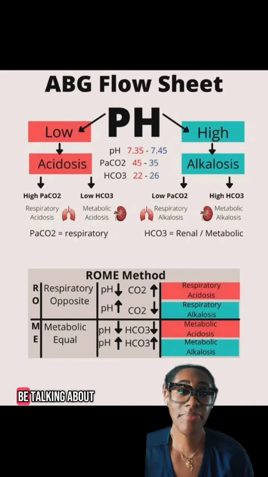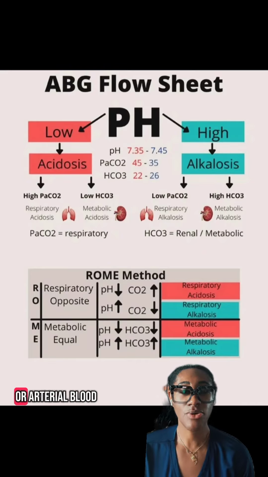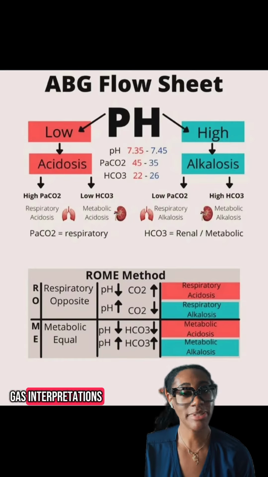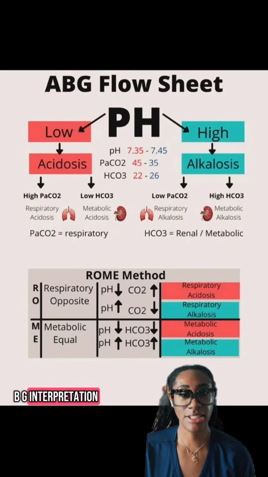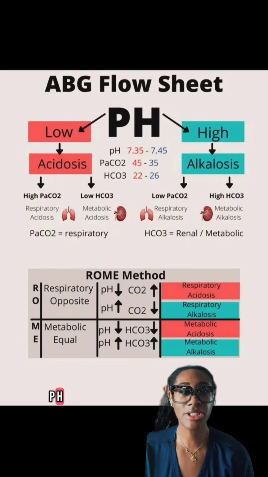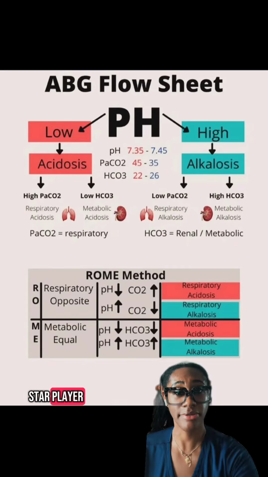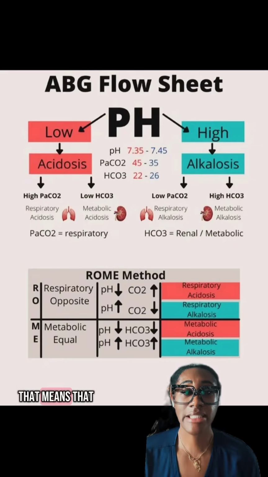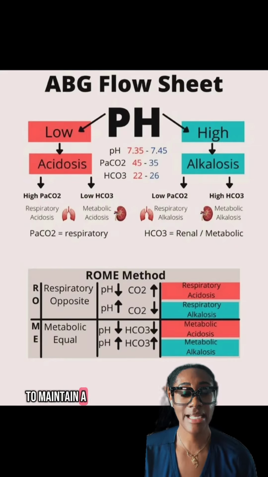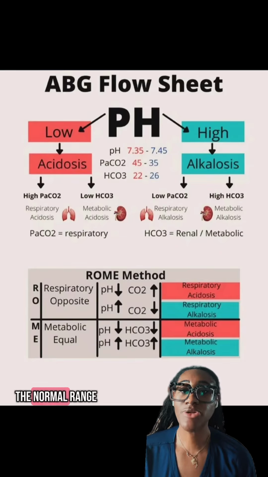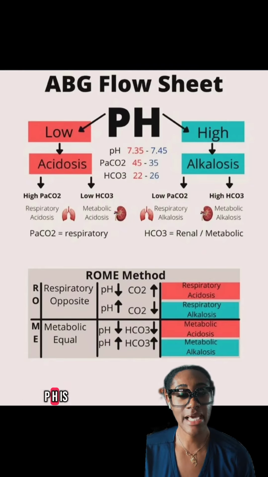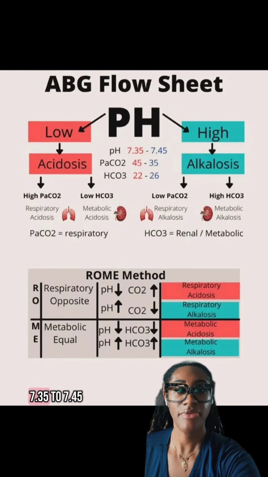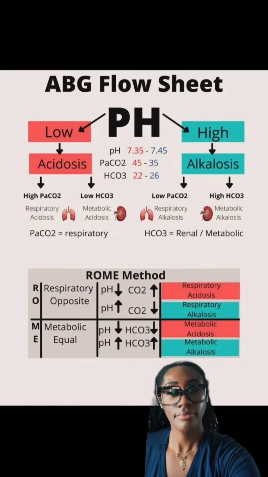So today we'll be talking about ABG or arterial blood gas interpretations. When it comes to ABG interpretation, always remember our pH levels are our star player. That means that we're constantly trying to maintain a state of balance of our pH levels. So, what is the normal range of our blood pH? The normal range of our blood pH is 7.35 to 7.45.